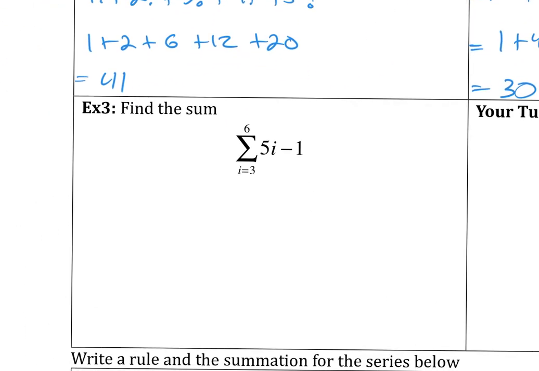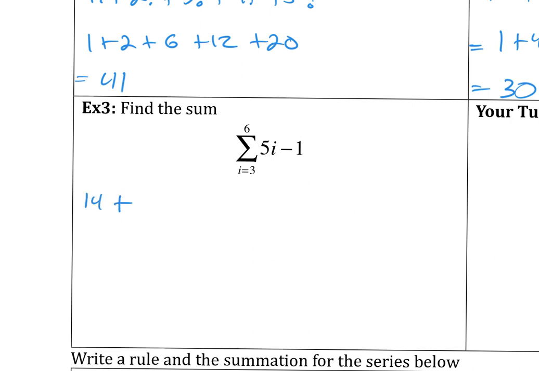All right, continuing with this idea, again, we have the same general idea. We want to find the sum for this sequence, but this time we start with 3. So what we're going to do is we're going to start by plugging in a 3, and then keep going until we've plugged in up to 6. So I'm going to start with plugging in a 3, which means what we're going to have is 5 times 3 minus 1, which is going to be 14.